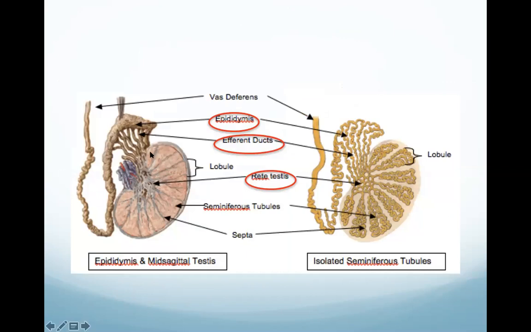So this will be just review. Remember, you have this tunica albuginea, this really thick outside covering that then goes into the testis to divide it into lobules. So these are the septa. And the lobules are your seminiferous tubules. The seminiferous tubules drain into the rete testis, that then drains into the efferent ductules, that goes into the epididymis, and then the epididymis converges into the vas deferens or ductus deferens.